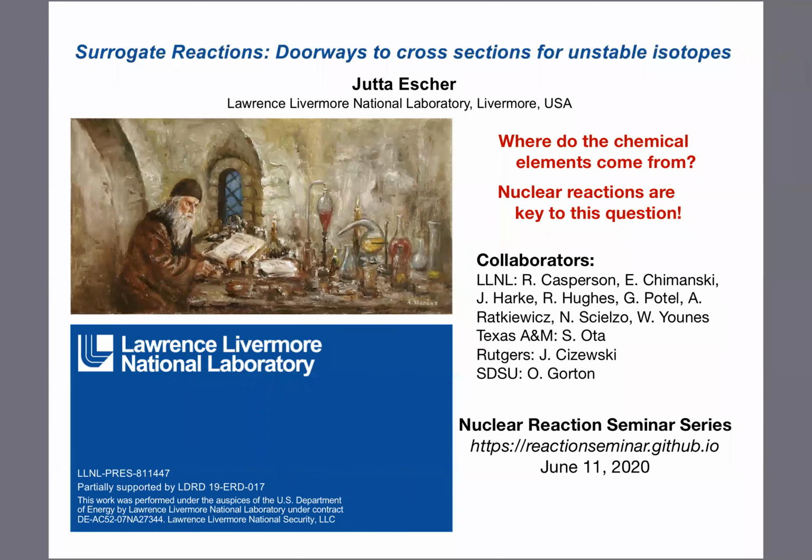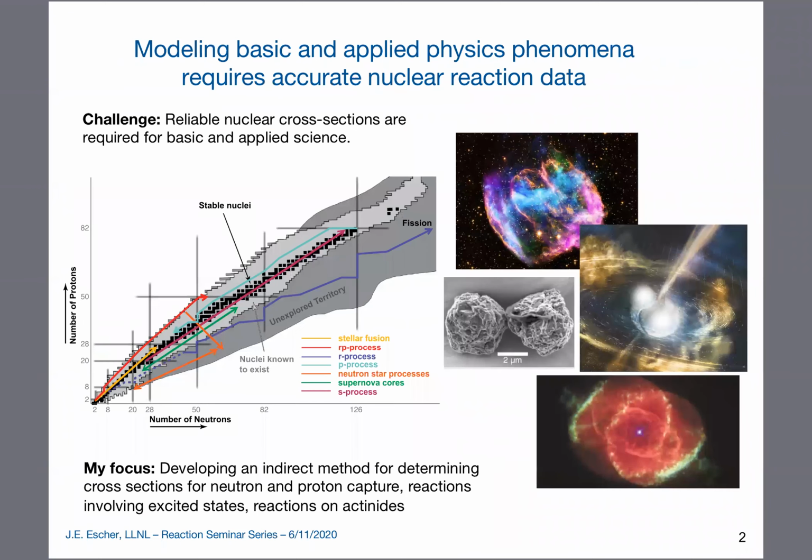As already announced, I'm going to talk about surrogate reactions, which I consider to be doorways to cross sections for unstable isotopes. I'll get back to that a little bit later. This is a method that I have been working on with a number of my colleagues at Livermore National Lab. It's a combination of theory and experiment that we're using in order to get to cross sections that cannot be measured directly, but that are important for us and for many other people.